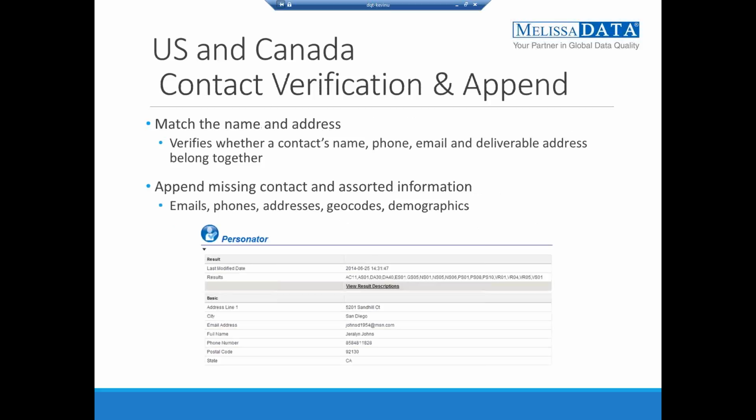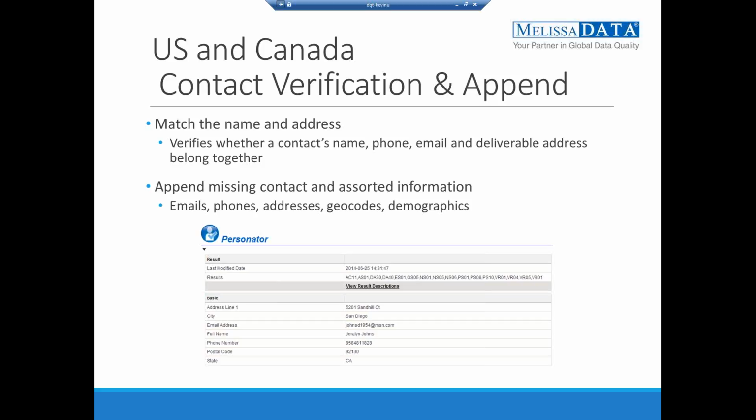In addition to checking and validating the address, phone, name, and email, Listware has additional data functionality within the US and Canada. We can check if there really is indeed a match between a contact's name and address. With our database of contacts, we can verify whether the name, phone, email, and deliverable address belong together. Being able to verify within a contact gives you a level of confidence on how good the contact is.